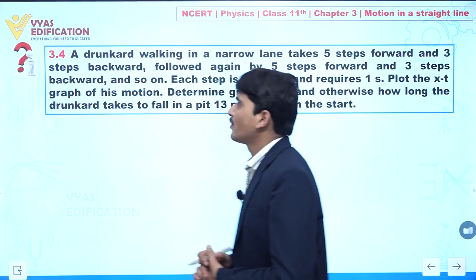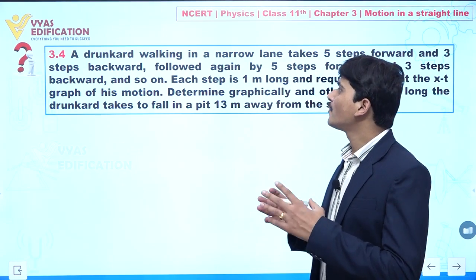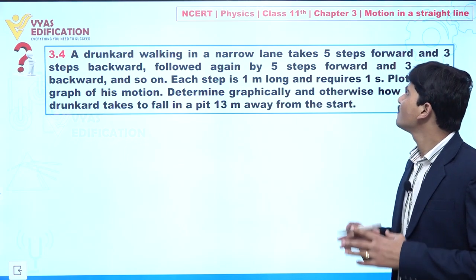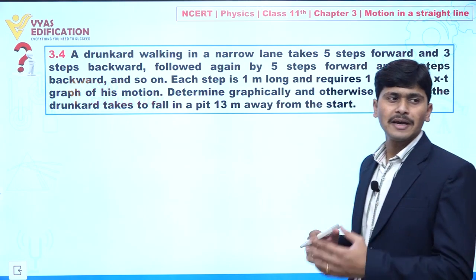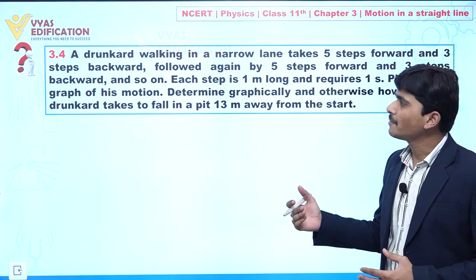Now dear students, we are going to discuss the next question, 3.4. A drunkard walking in a narrow lane takes 5 steps forward and 3 steps backward, followed again by 5 steps forward and 3 steps backward.